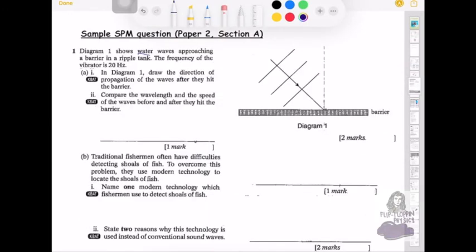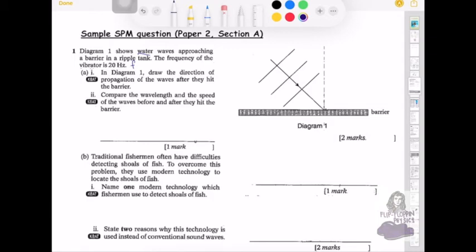Okay, so these are water waves, and they also give you the frequency. Question A1 wants you to draw the direction of propagation, and then they want you to compare the wavelength and so on and so forth. So you can try out the question, pause the video, and come back later for the answer.